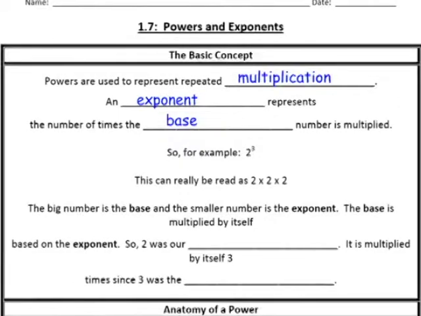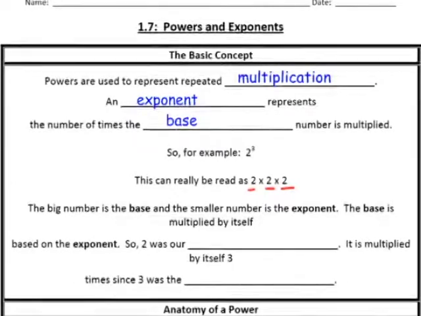2 to the third power. Our base is telling us what is being multiplied. Our exponent tells us how many times it's being multiplied. So we have 2 being multiplied 1, 2, 3 times. The big mistake, we're not doing 2 times 3. 2 times 2 is 4, times 2 is 8. So 2 to the third power is actually 8.